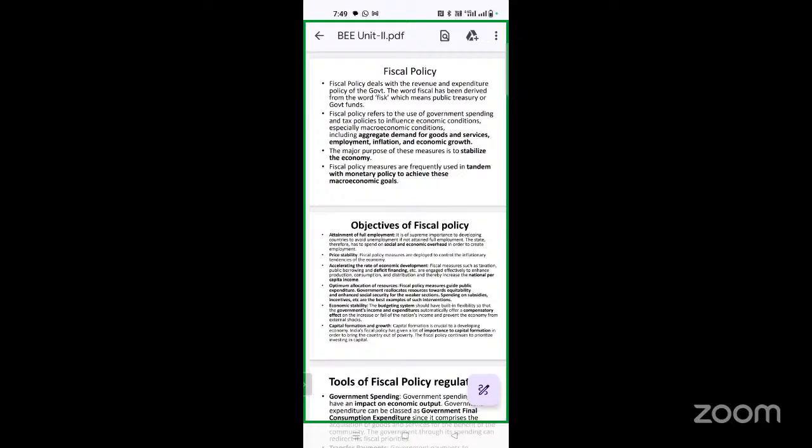Here the major purpose of this particular fiscal policy is to stabilize the economy. This particular policy measure is frequently used in tandem with the monetary policy to achieve these macroeconomic goals. Now, what are the macroeconomic goals of India? Macroeconomic goals are economic development, development in poverty index, development in educational efficiency, and development in the employment index.